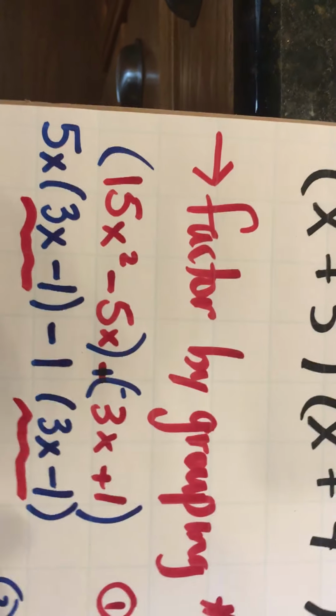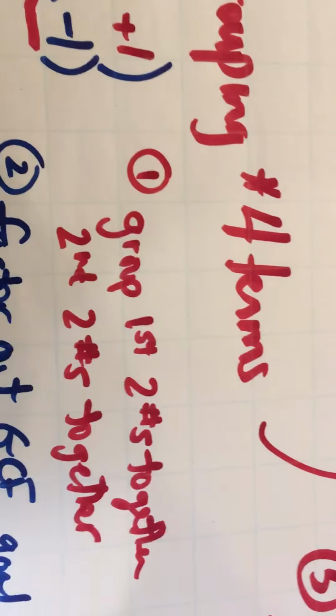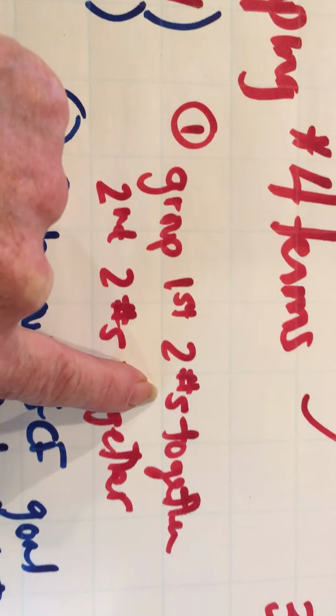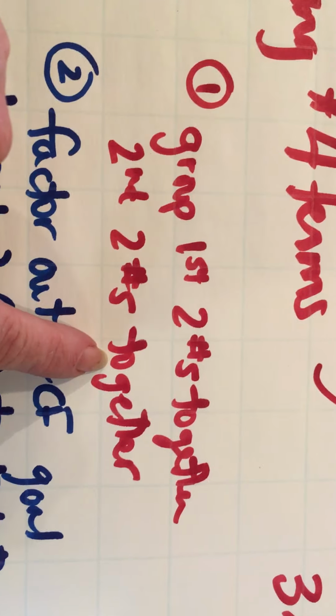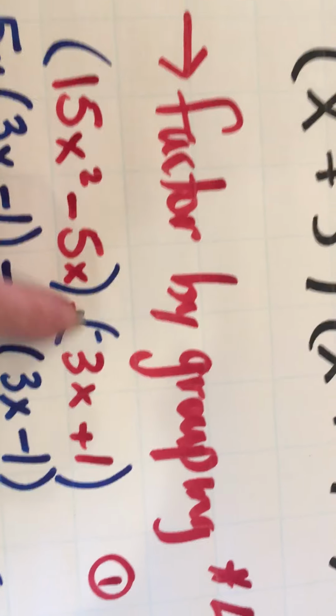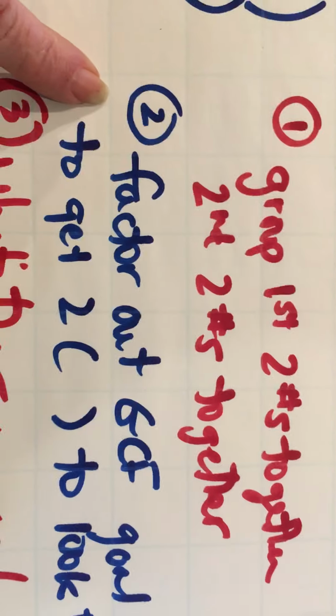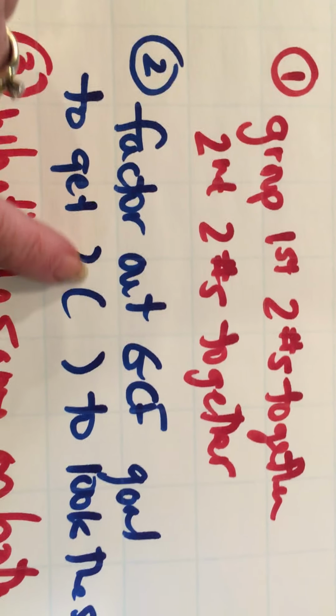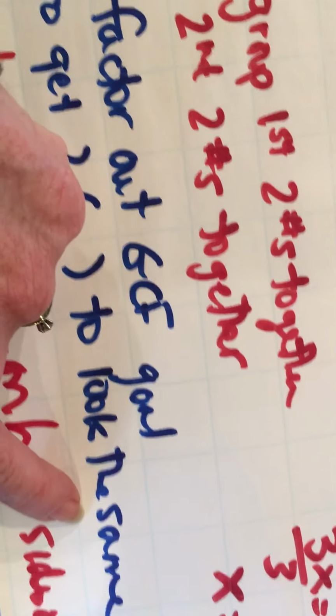Okay, we're going to walk through the steps and show how to do this at the same time. Step 1, we're going to start by grouping the first 2 terms together and the second 2 terms together. That's why I put the parentheses around the first 2 terms and the second 2 terms. Step 2, factor out the greatest common factor. The goal is to get the 2 parentheses to look the same.